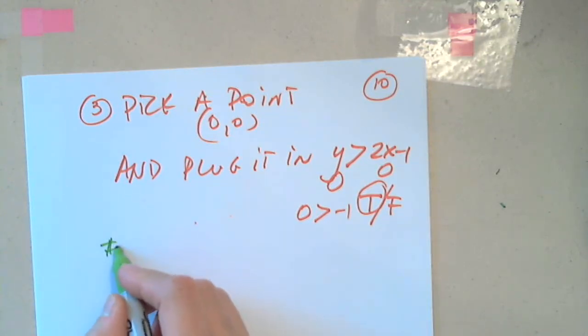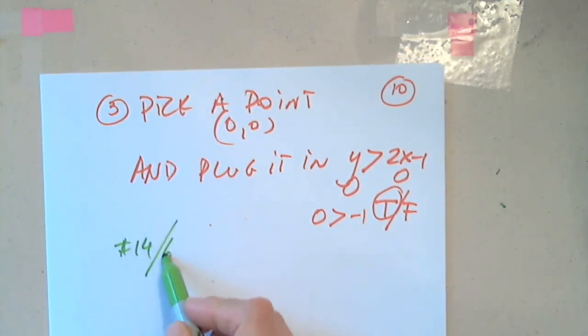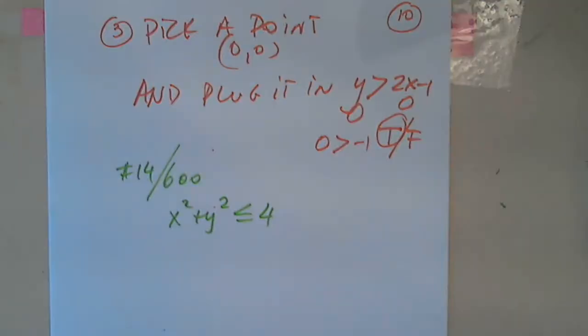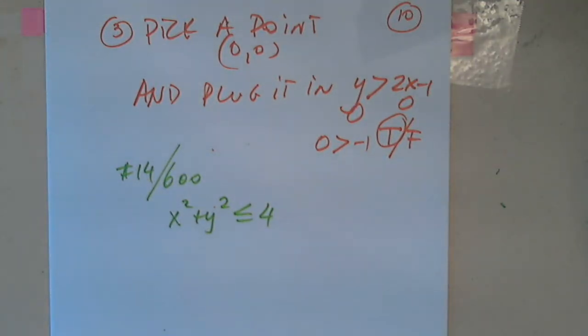Okay, 14. Other questions for me, anyone? x squared plus y squared less than or equal to 4. This is no longer a line. I cannot find x and y intercepts. That's not possible here. I have to write the equation first.